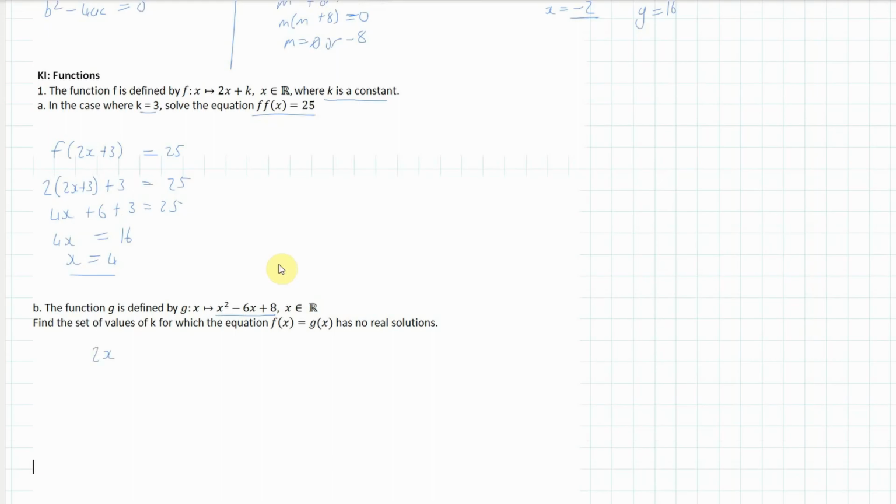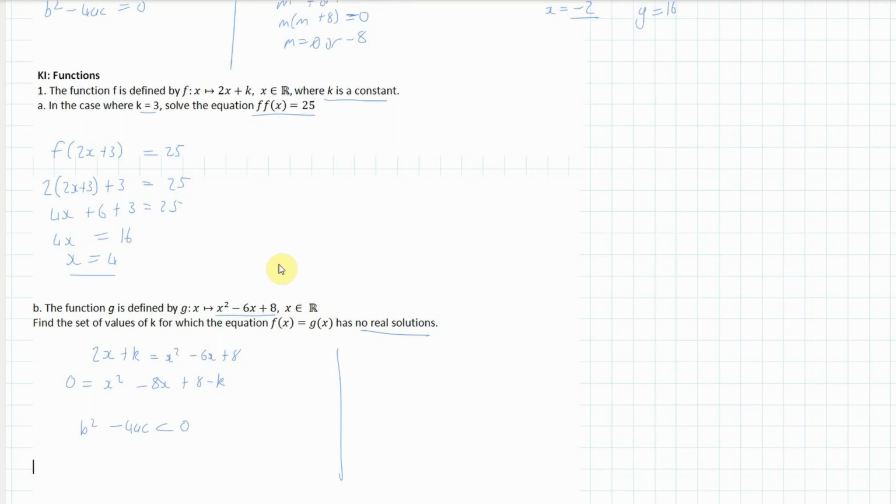So we've got 2x plus k equals x squared minus 6x plus 8. Bring everything across to the right hand side. So we've got x squared minus 8x plus 8 minus k. Now, for there to be no real solutions, we know that b squared minus 4ac is less than 0.